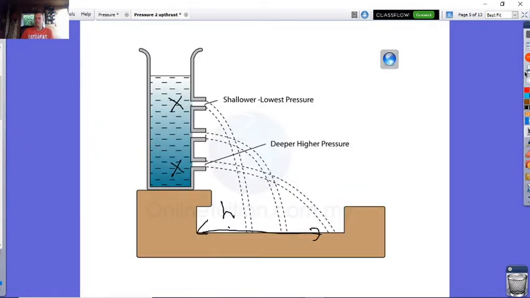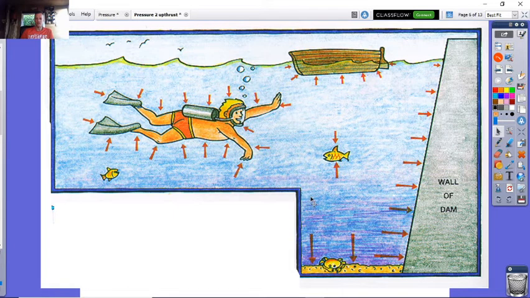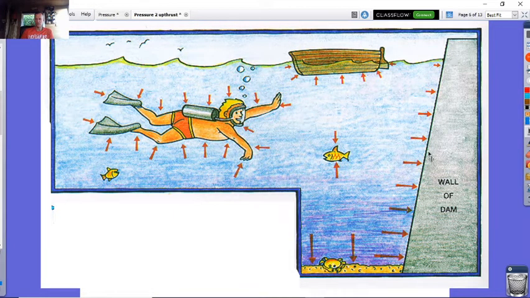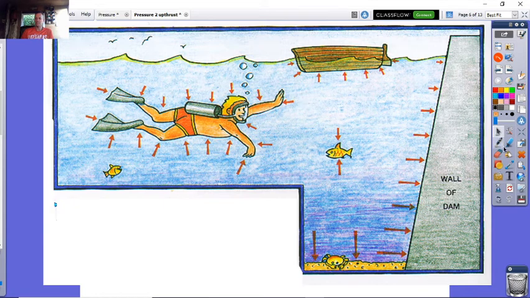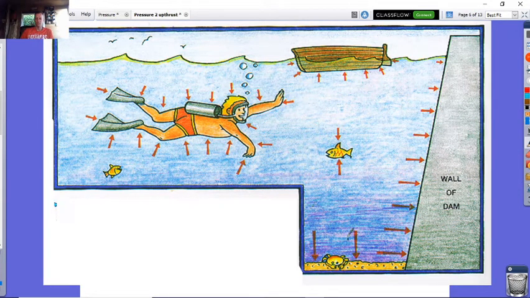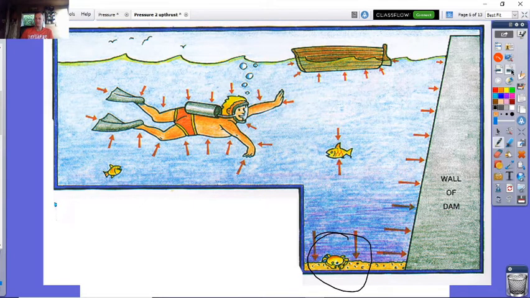So to go with that, this is why dams are thick at the bottom, because these arrows here are showing the pressure, or the force, and you can see the arrows get bigger and bigger because pressure increases with depth. If you've got a diver, pressure is acting in all different directions, and because the diver is at the same depth, the arrows are all the same size. But this crab further down the ocean is under extreme pressure.